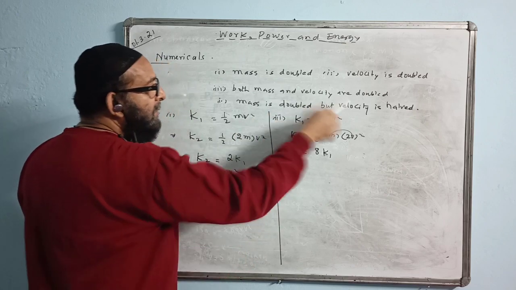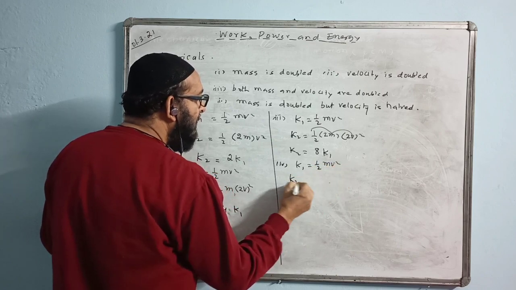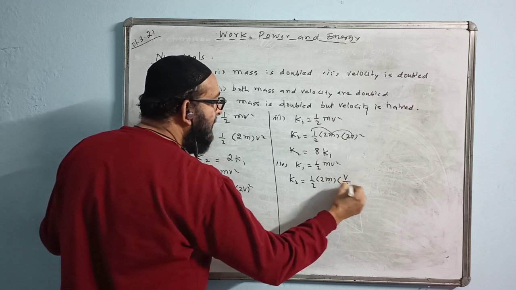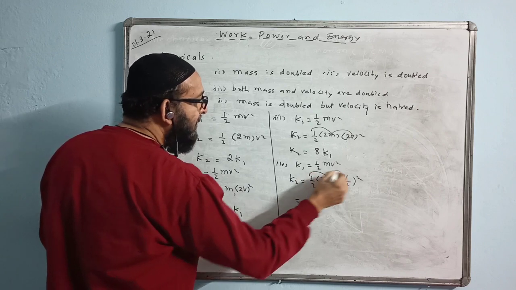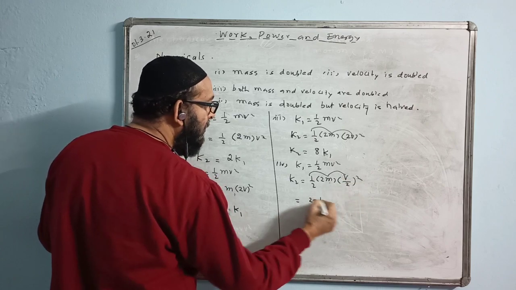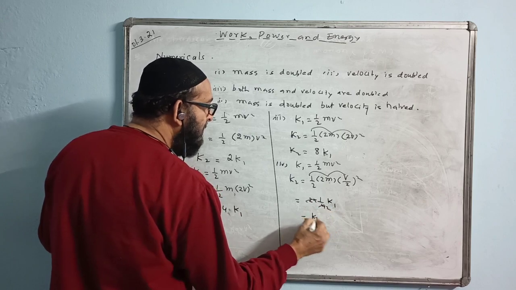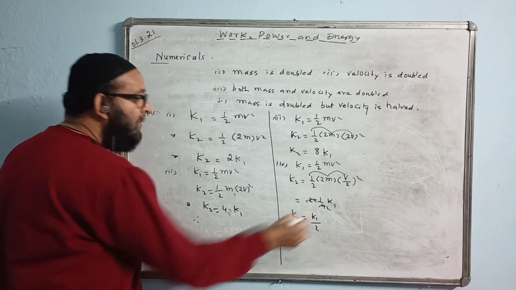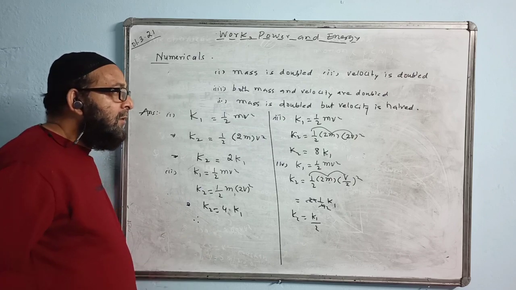Number 4, mass is doubled but velocity is halved. We write K1 is equal to half mv square. K2 is equal to half, mass is doubled so 2m, but velocity is halved, v by 2 whole square. Here also we will not cancel. We read half mv square together as K1. This is 2 into 1 by 2 square, that is 1 by 4 times K1. 2 and 4 cancel, and the answer will become K1 by 2. Then the kinetic energy will decrease by 1 by 2 times, or will become half. We write that comment. Understood?